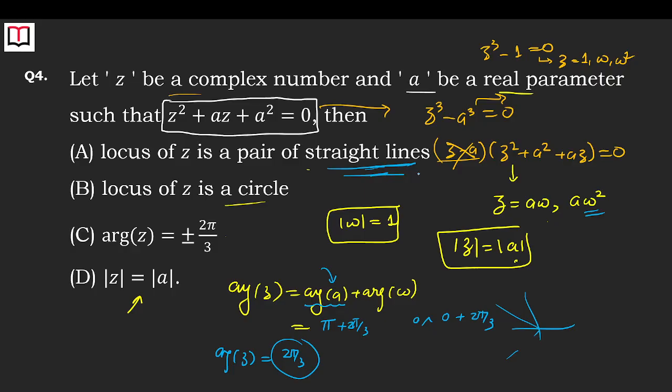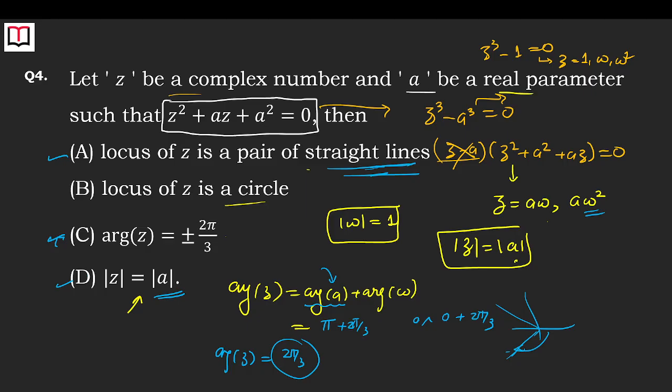So that seems to be the correct one, and this is obviously the correct one. Argument of z is plus minus 2 pi by 3. Yeah, that should also be the correct one, because 4 pi by 3 is nothing but 2 pi minus 2 pi by 3. So A, C, and D should be the correct answer here, bachcho.